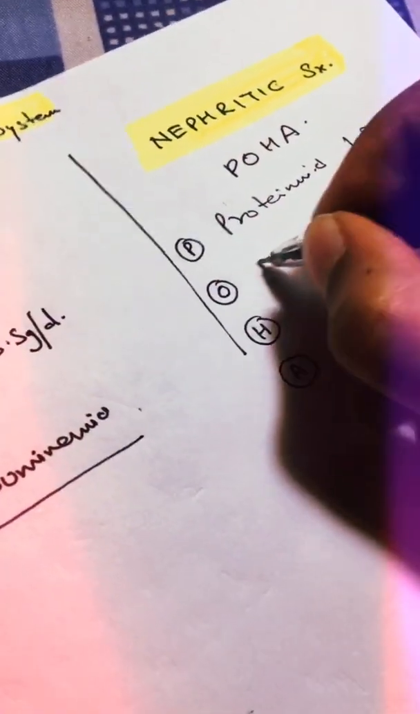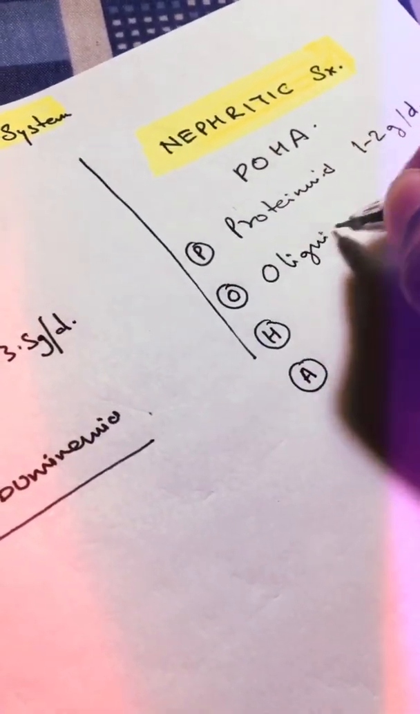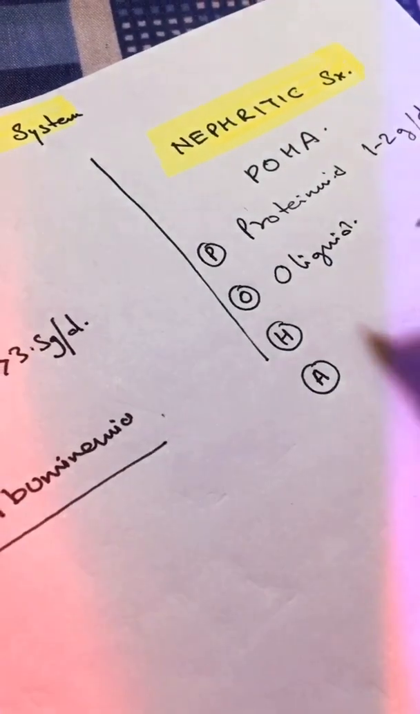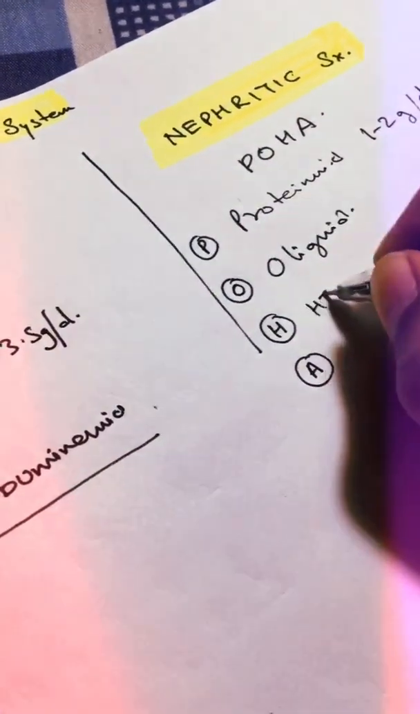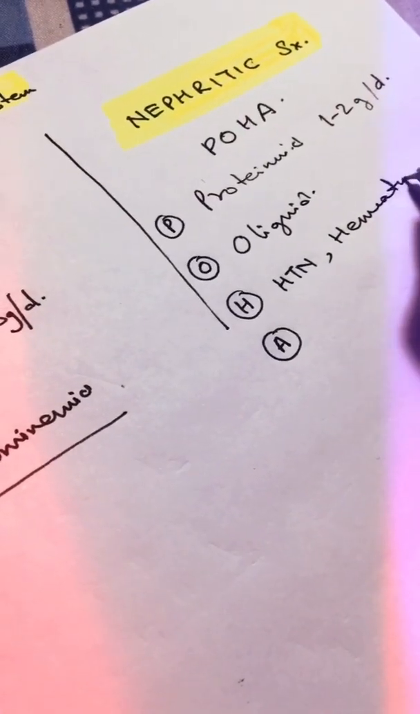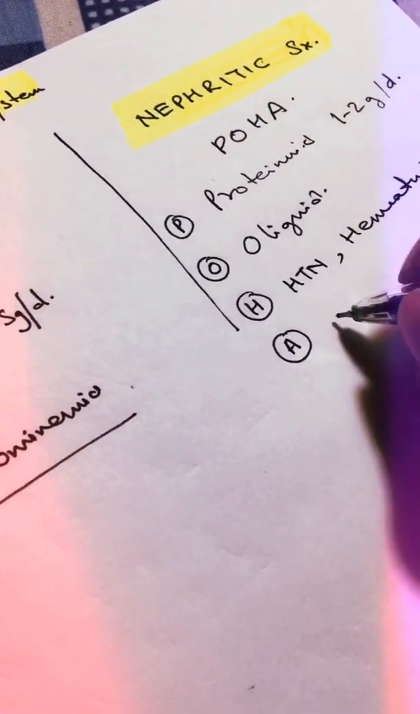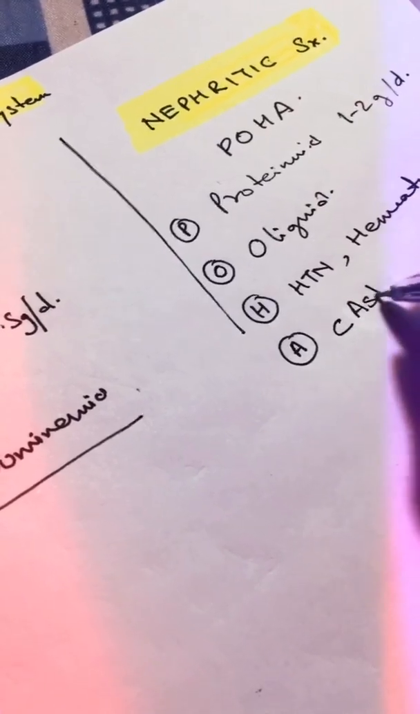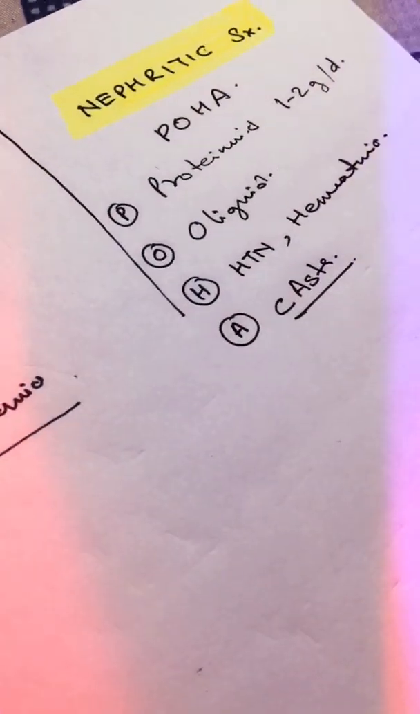Then O is for oliguria. Then H will stand for two things: basically hypertension and hematuria, right? And A is basically casts, which are seen in nephritic syndrome.